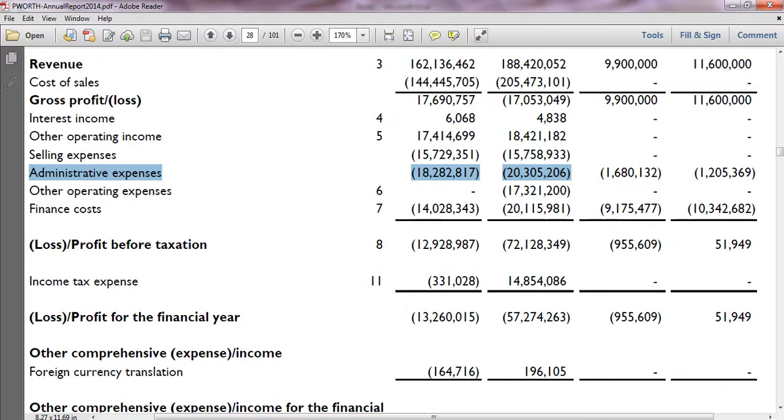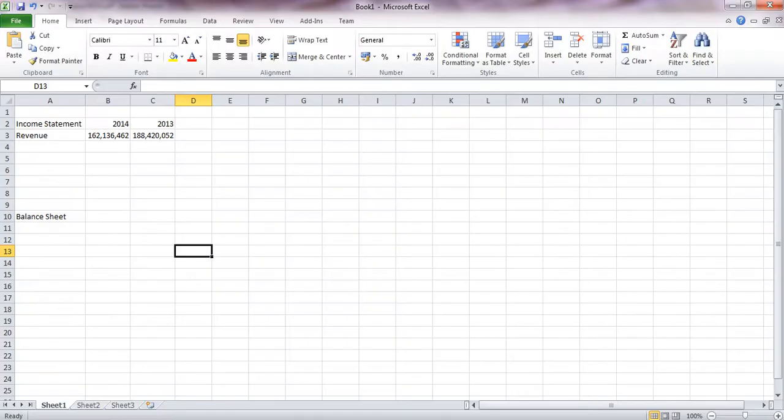So the next one. This is the one I'm quite concerned about. And this one I can normally put as profit or loss before tax sections.